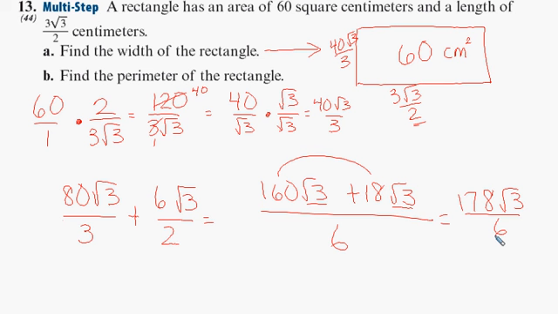We're done, right? Not so fast, not so fast. Notice that this and this, both of these are divisible by 2, which leaves us with 89 times the square root of 3 over 3. And that is our final perimeter in centimeters. I hope you followed all of that. If you were able to follow all that algebra and do it well, radical.